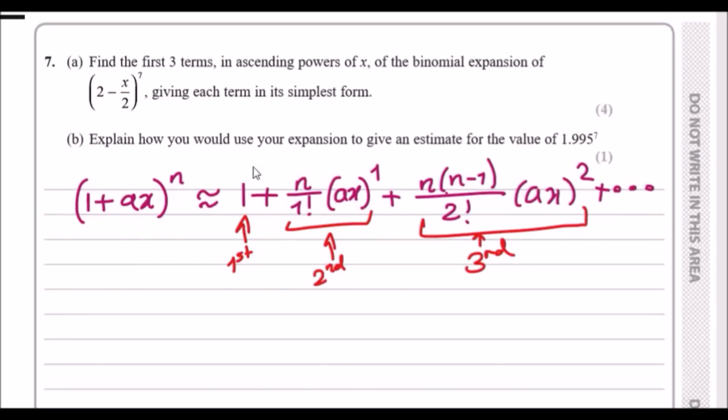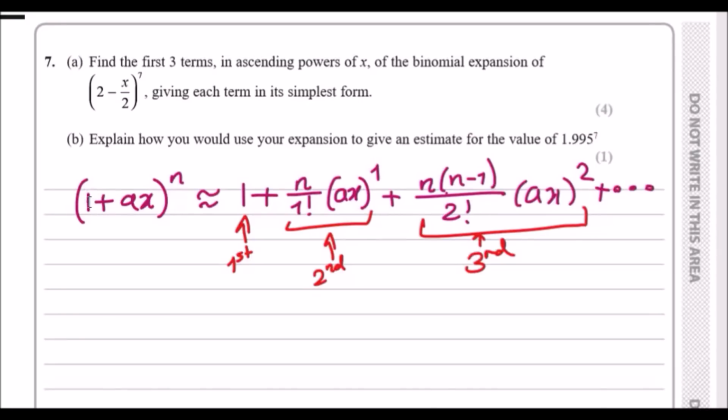Because if you're actually deciding to do the A level instead, well, unfortunately, if you're doing AS, you can only do AS. But if you're doing A level, you could use this one and adapt it for the second paper. Anyway, let's have a go and understand what's happening. So we're given (2 minus x over 2) to the power 7. The key idea firstly is to make it 1 plus or 1 minus at least.